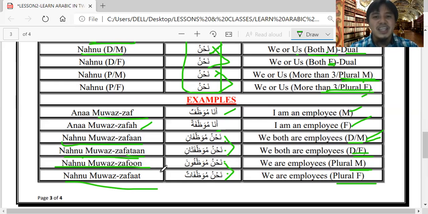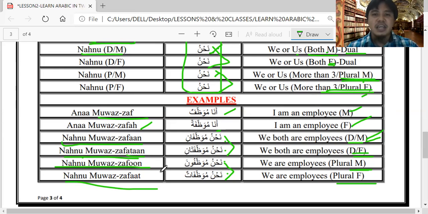So again, I want to recite for you the detached personal pronouns, or you can say disconnected personal pronouns. Number one, the third person, for the male, huwa, huma, hum. For the female, hiya, huma, hunna. And for the second person, for the male, anta, antuma, antum. For the female, anti, antuma, antunna. And for the first person, ana and nahnu.